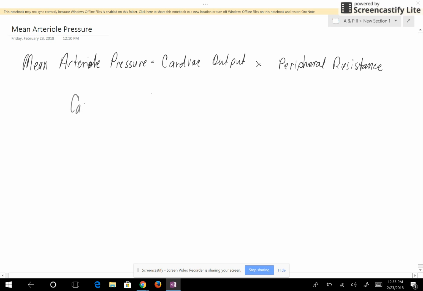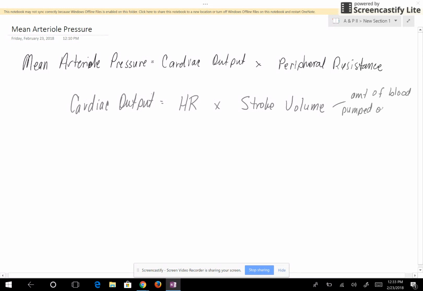Okay, cardiac output. Cardiac output equals the heart rate times stroke volume. Okay, stroke volume is the amount of blood pumped out of the heart per beat. So cardiac output is going to take into account the amount of blood pumped per minute, but stroke volume is the amount of blood pumped out of the heart per beat.